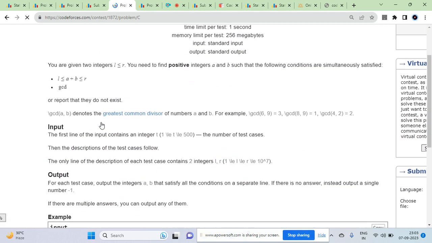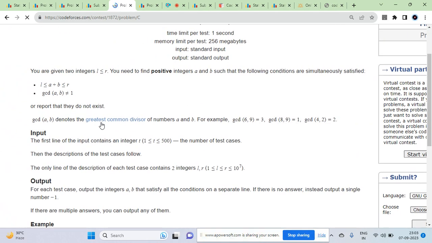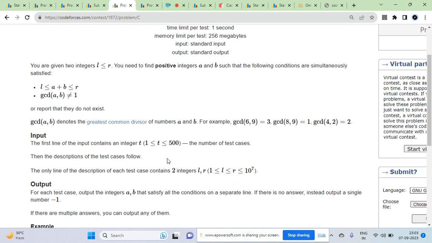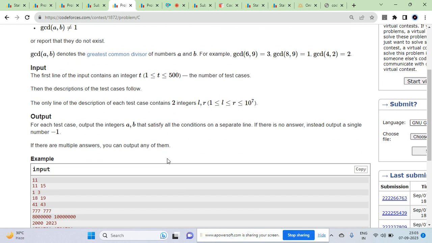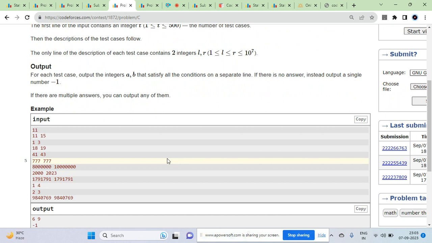C was again small as far as size is concerned. Given t, each test case contains two integers l and r. What needs to be done is to return a and b, or minus 1. a and b are two integers whose sum lies in the range from l to r, and their gcd should be greater than 1. That means they should have a common divisor, they should not be coprime.